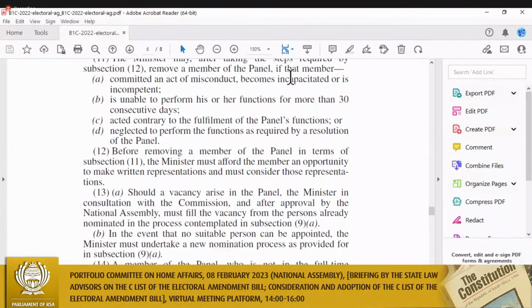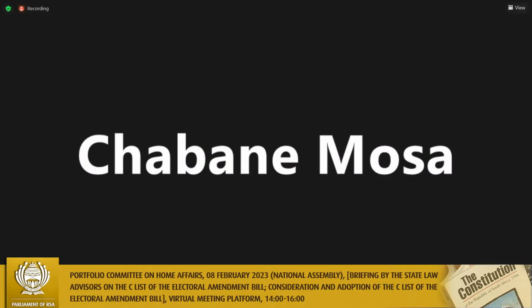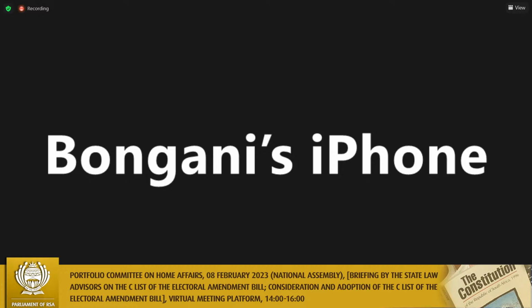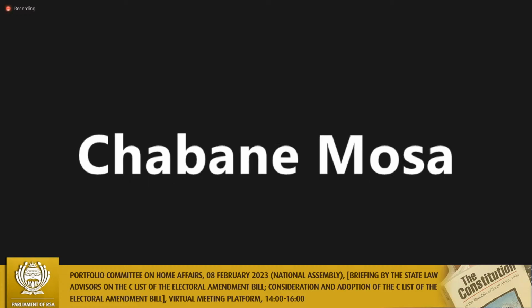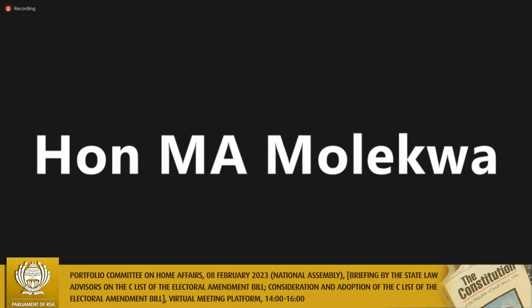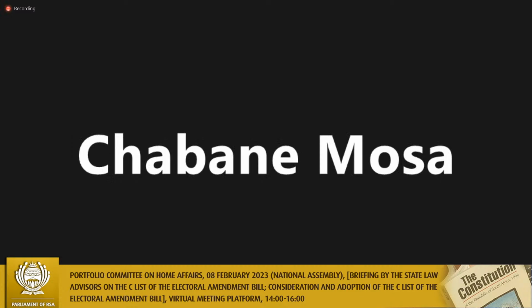Thank you. Can you get a mover for the adoption of the C list? I move, Chair. Advocate Bongani Bongo has moved for the adoption of the C list. Seconded, Chairperson. Seconded, Honorable Molekwa. Any objection to the?